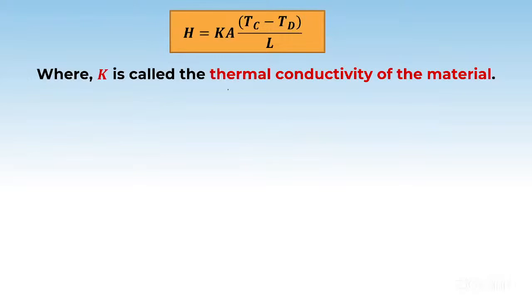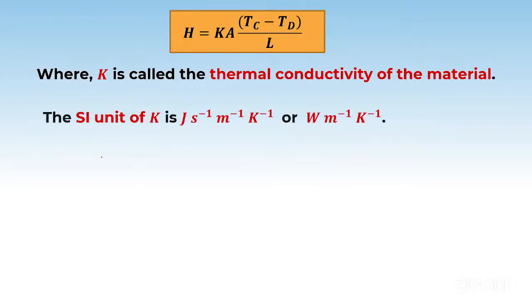Where k is called the thermal conductivity of the material, which directly depends on the type of material that we are using. ठीक है. SI unit of k is joule per second per meter per Kelvin, और joule per second को we can write as what, which is nothing but power. So this k is nothing but watt per meter Kelvin. Okay. क्लियर है.